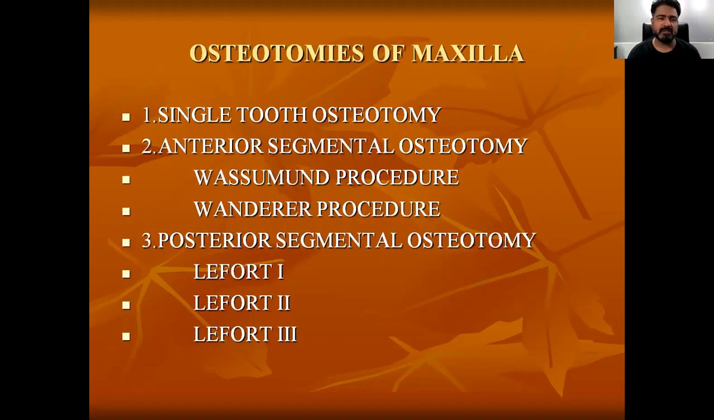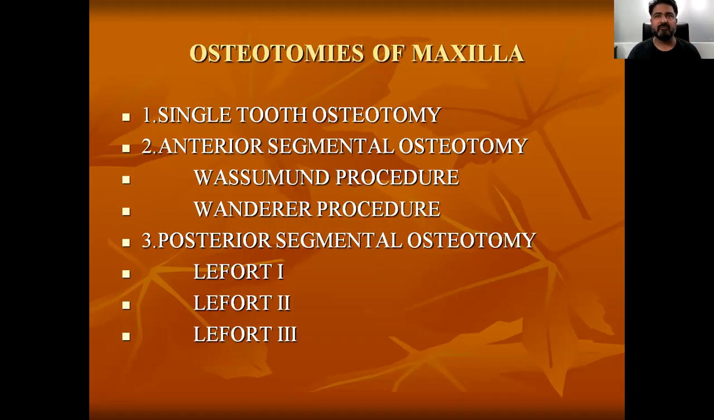So osteotomies of maxilla: single tooth osteotomy, anterior segmental osteotomy. Now these are the various osteotomies which are done by the surgeon. So first one is single tooth osteotomy. If a single tooth is at a different angle, single tooth osteotomy can be done. Then anterior segmental osteotomy, only canine to canine.